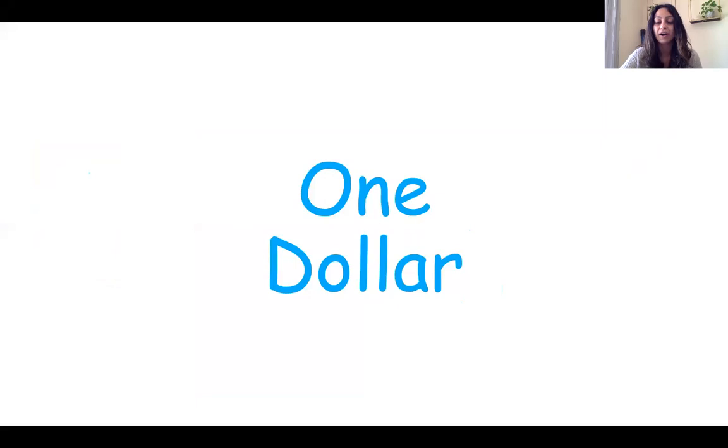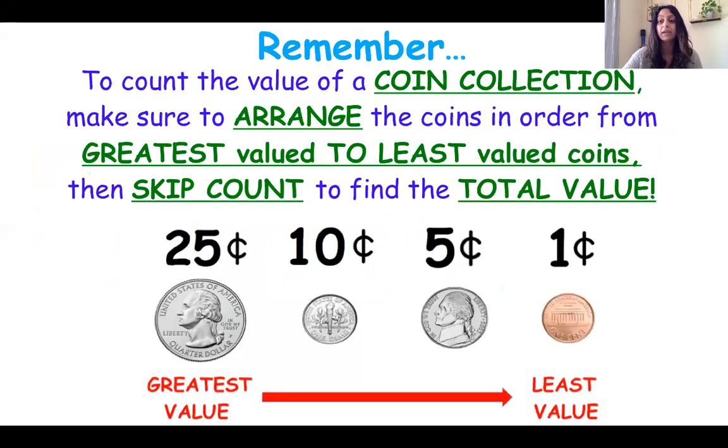And here we go, our journey to meet the dollar. Now, before we talk about the dollar, let's just review what we've been learning so far, right? We've learned that to count the value of a collection of coins or a group of coins, we have to make sure we arrange the coins from greatest valued coin to least valued coin, just like you see in this picture here. The quarter has the greatest value. Then the dime, then the nickel, then the penny has the least value. So remember to order your coins from greatest to least before we skip count to find the total value.